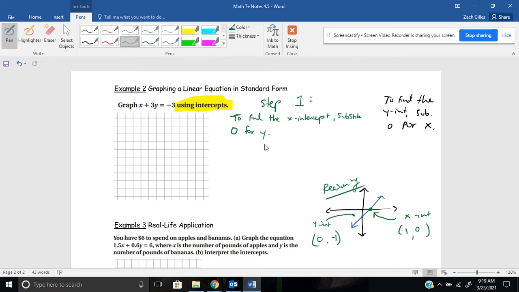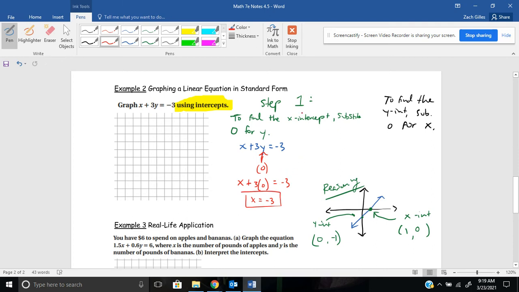Okay, so let's do that. Let's solve algebraically here to see. Let's use this equation. So x plus 3y equals -3. And let's substitute in 0 for y. So I'm going to substitute in 0 for y and then see what it gives me. So I have x plus 3 times 0 equals -3. Well, what is 3 times 0? Okay, 0. What am I left with? X equals -3. I've just solved for my x-intercept.